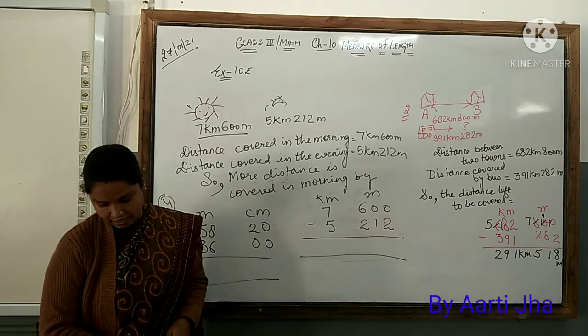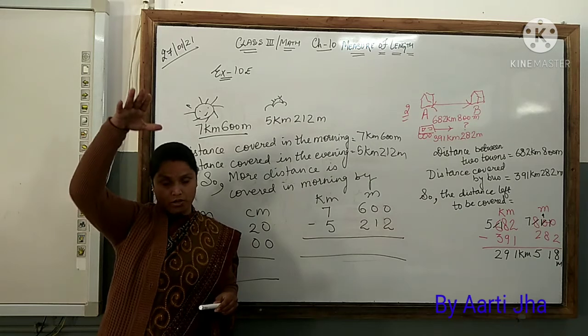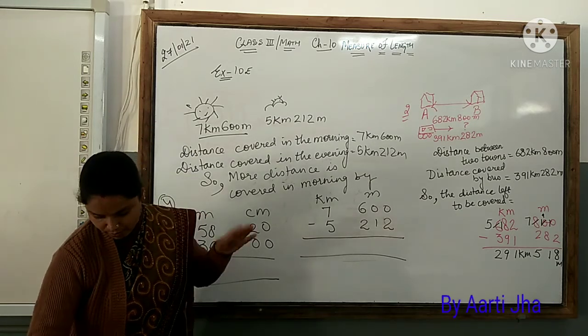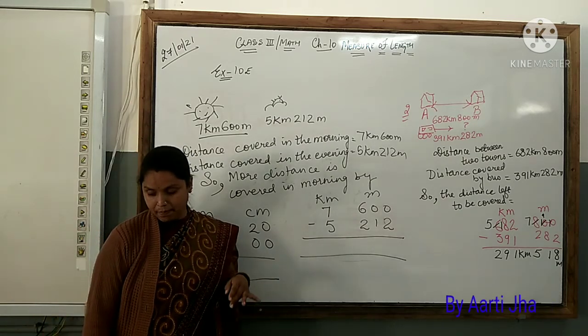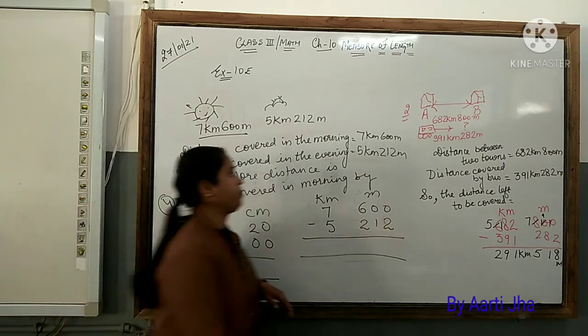Now question number 5 says, a tree is this much tall. Okay. Upper part of the tree is broken by the strong wind, and the remaining part is this. What is the length of the broken part?